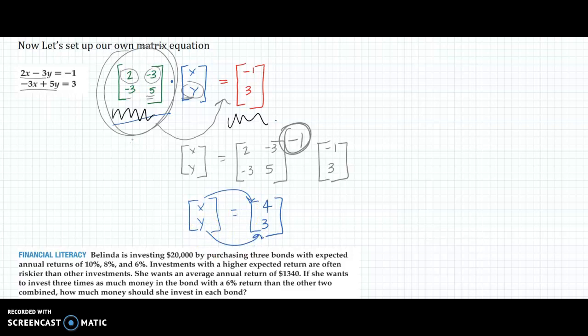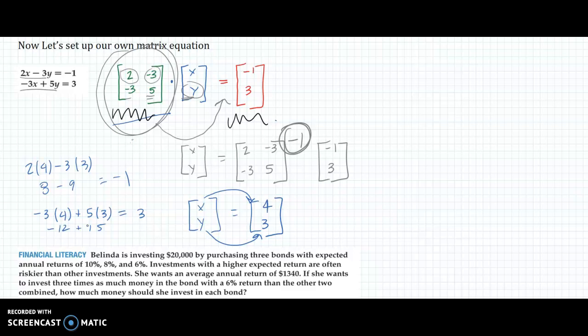And if you wanted to, you could check. 2 times 4 minus 3 times 3. 2 times 4 is 8, minus 9, is -1. Oh, that's right. And then we have -3 times 4 plus 5 times 3. -3 times 4 is -12. 5 times 3 is 15. Yep, that's 3. So it works.